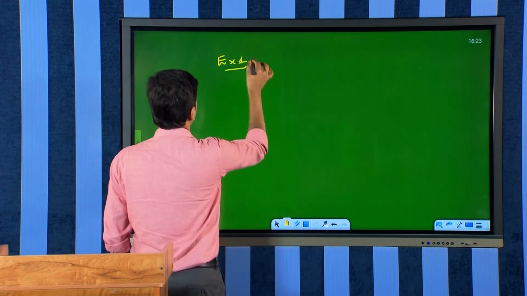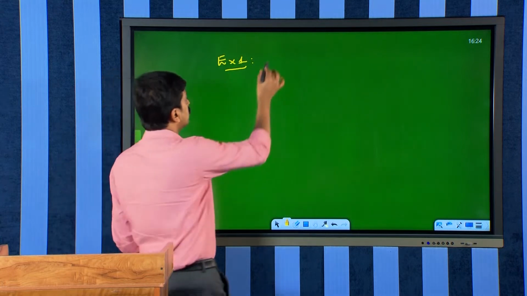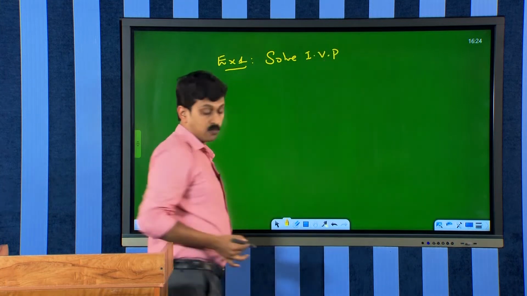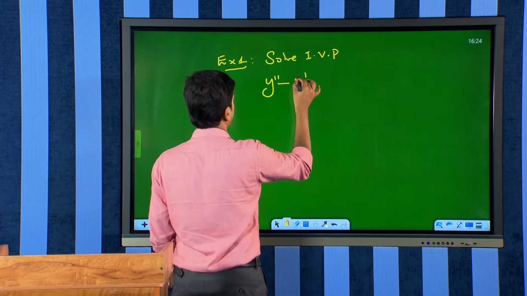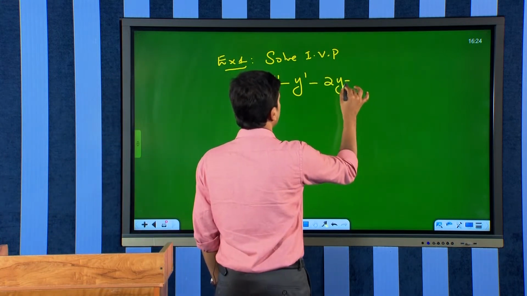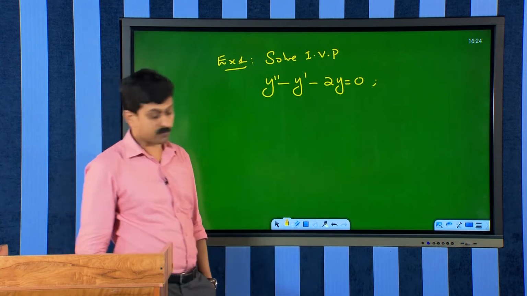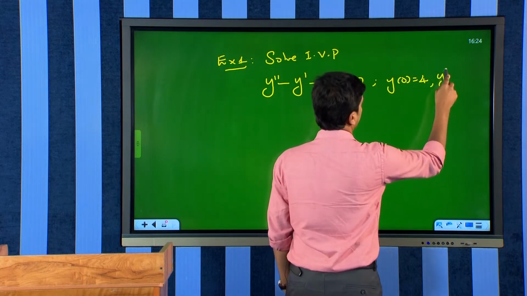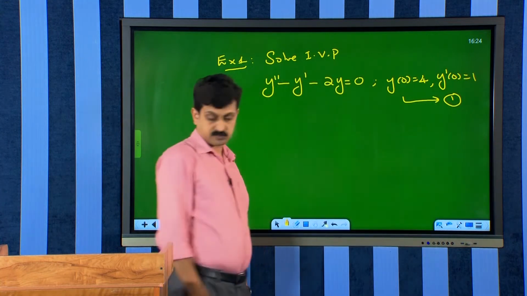In example 1, we will discuss the following. Consider the initial value problem: solve the IVP y double dash minus y dash minus 2y is equal to 0, which is the homogeneous part, with the initial conditions y of 0 equal to 4, y dash of 0 equal to 1. This is our differential equation 1.